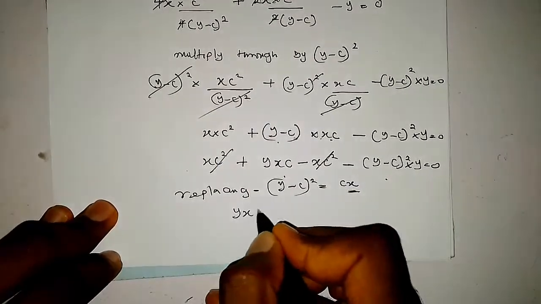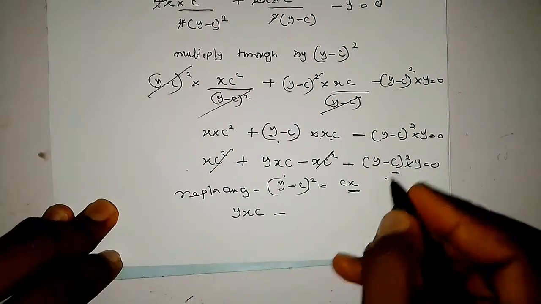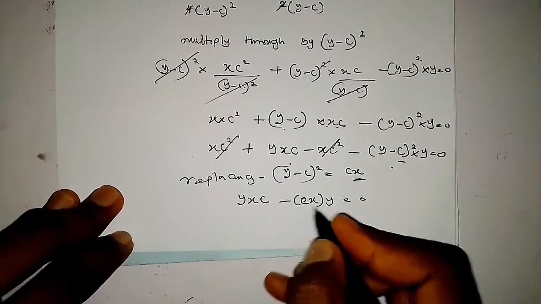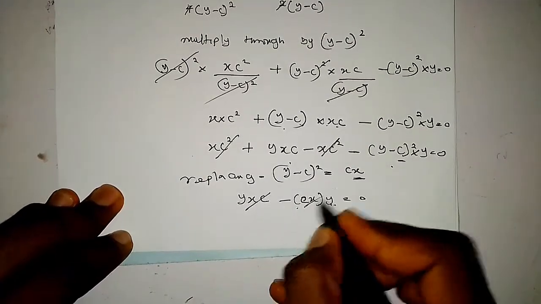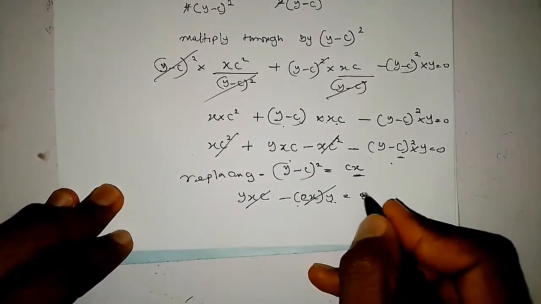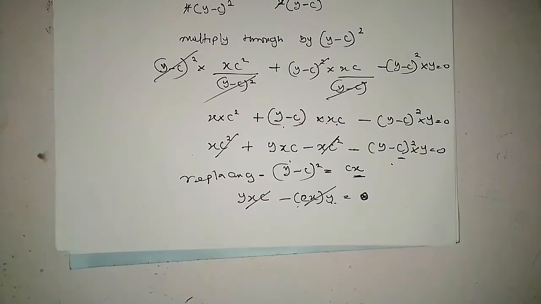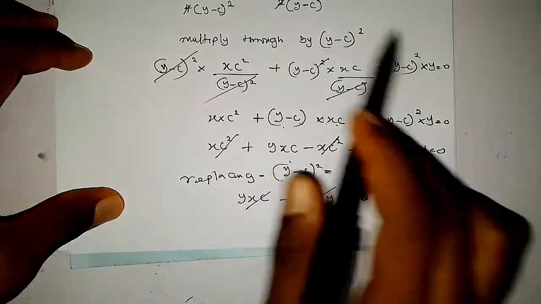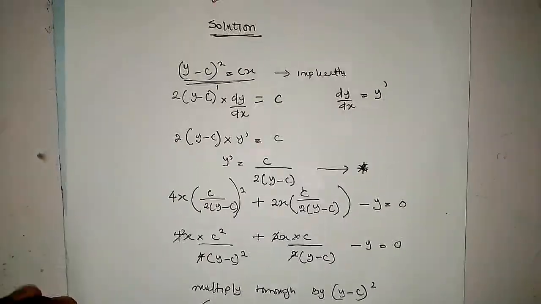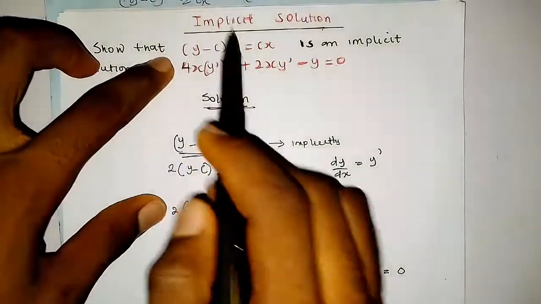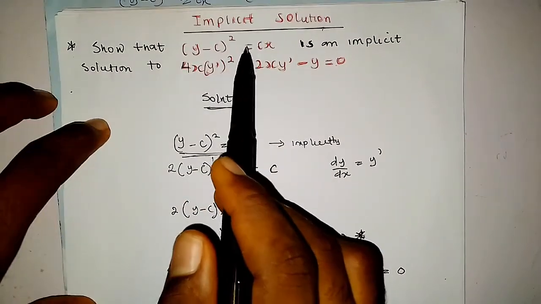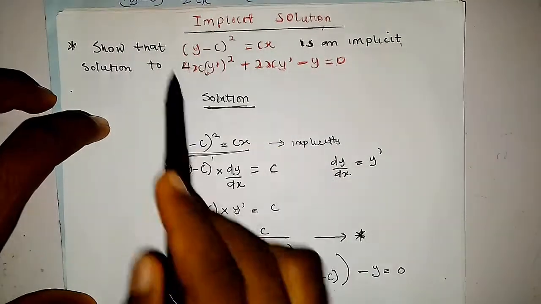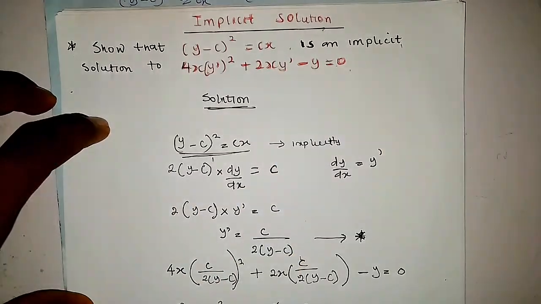We have yxc minus cx times y equals 0. Multiplying this by this will cancel out, and we have equal to 0. So we have successfully evaluated this equation implicitly and shown that putting it in this particular equation, we have it to be equal to 0.